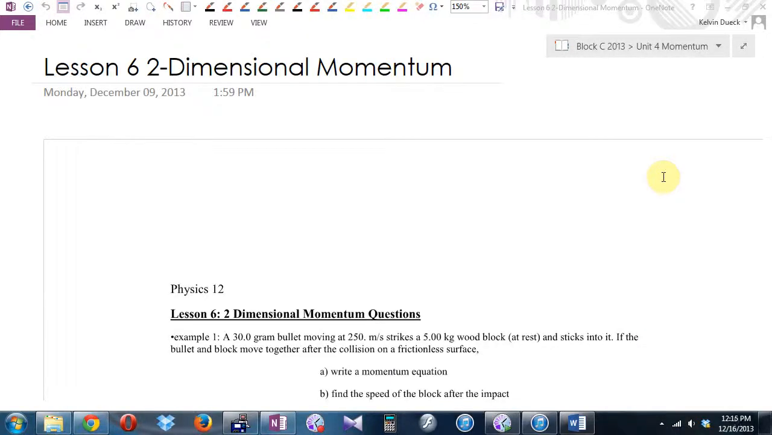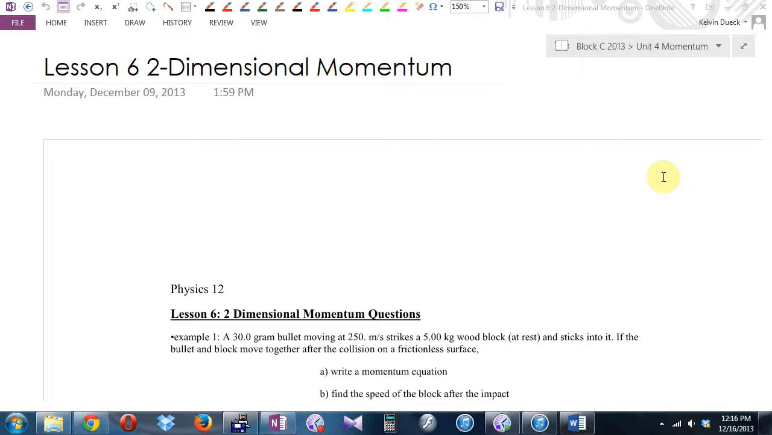Lesson 6, two-dimensional momentum. You may recall in the forces unit, when we went at an angle, I said something like, hey, this is when physics 12 momentum actually starts. Because the last lesson, lesson 5, was actually a review of physics 11. Just me, again, Petra, making sure it was fresh in your brain and that I dotted my I's and crossed my T's.